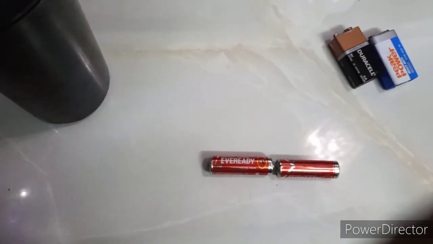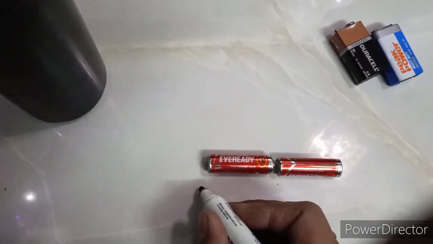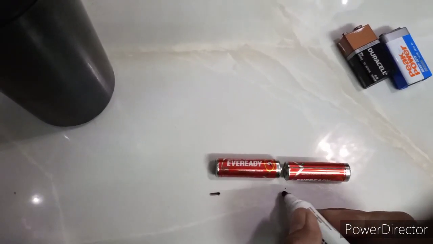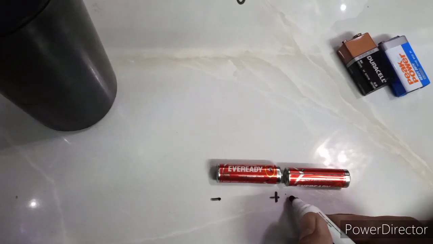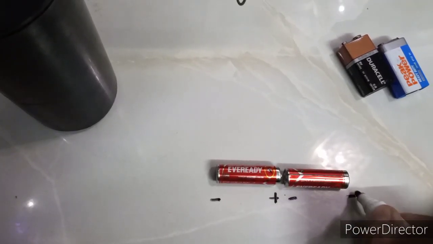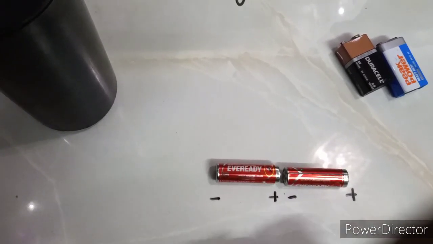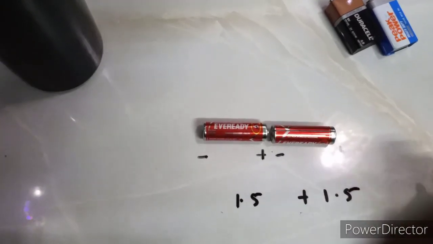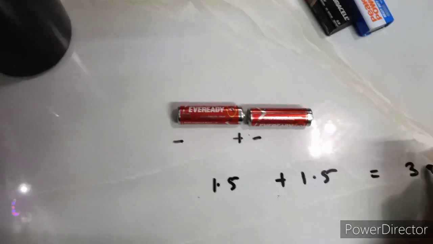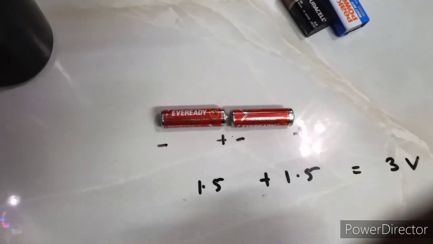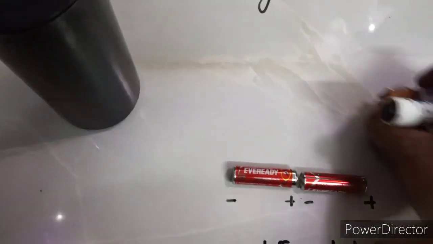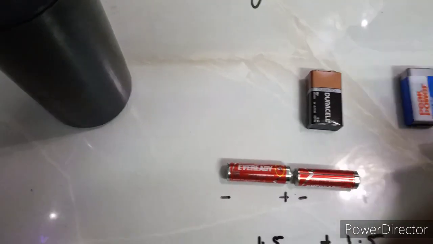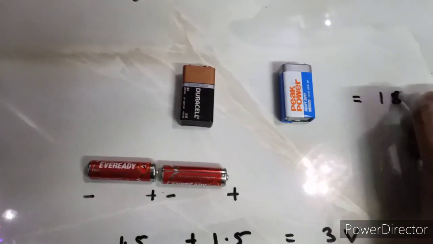So here we have negative or positive, here we have negative, then we have positive. So this is the series combination. So 1.5 plus 1.5 equals 3 volt of potential. In the same way, this is 9 volt and 9 volt, so it becomes 18 volt.